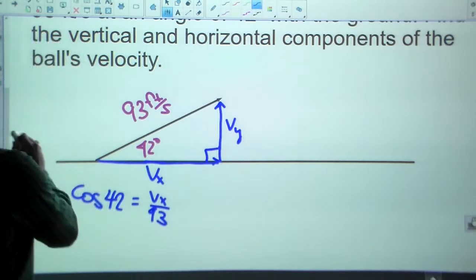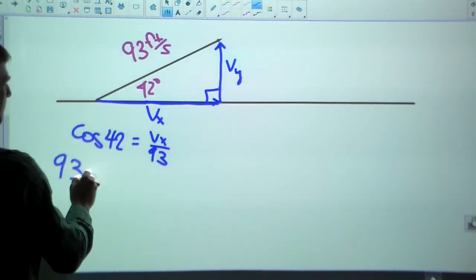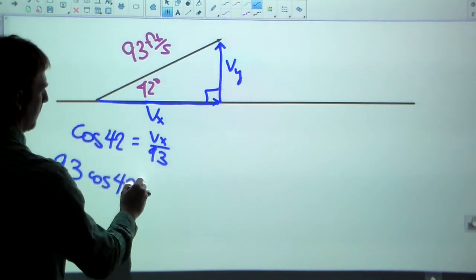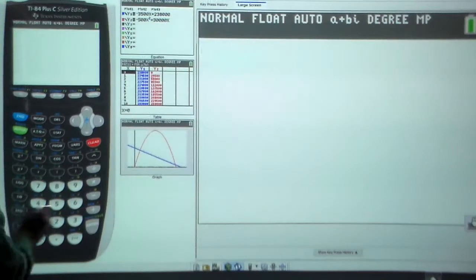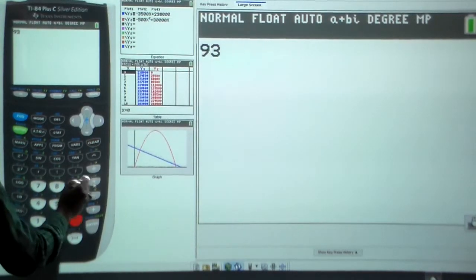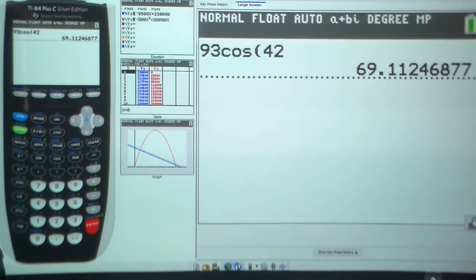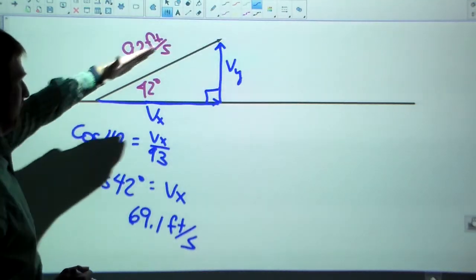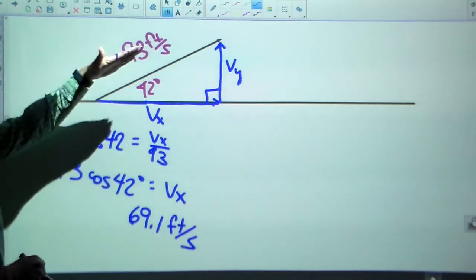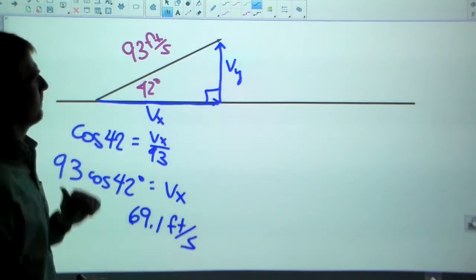And you can keep units or just leave them out for now if you'd like. So 93 cosine 42 degrees. That is my x velocity. So make sure you are in degrees. Cosine, or 93 cosine 42. That's 69.1. So if I'm going 93 feet per second altogether, because of the angle I hit the ball with, it's 69 feet per second across the ground.